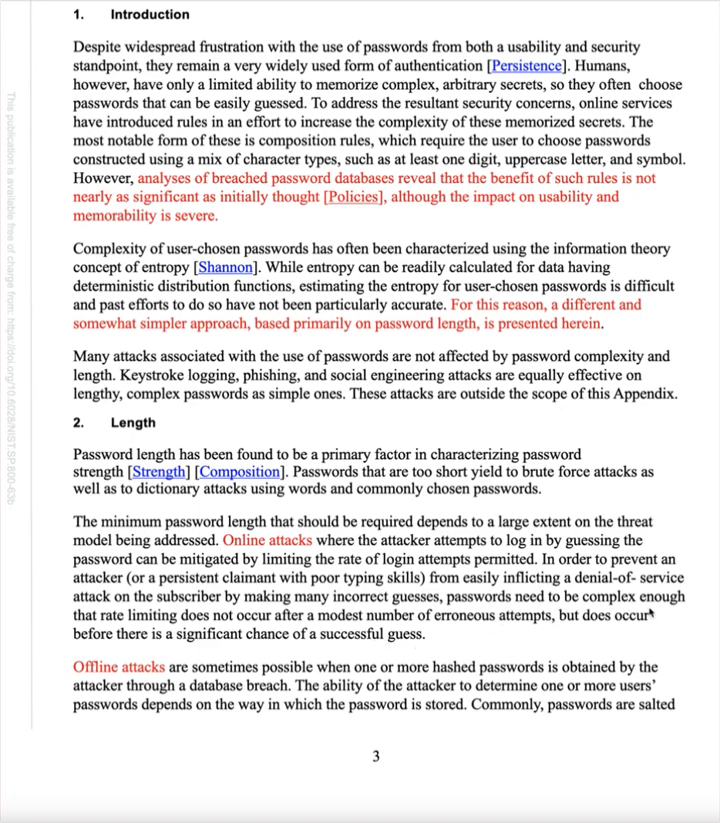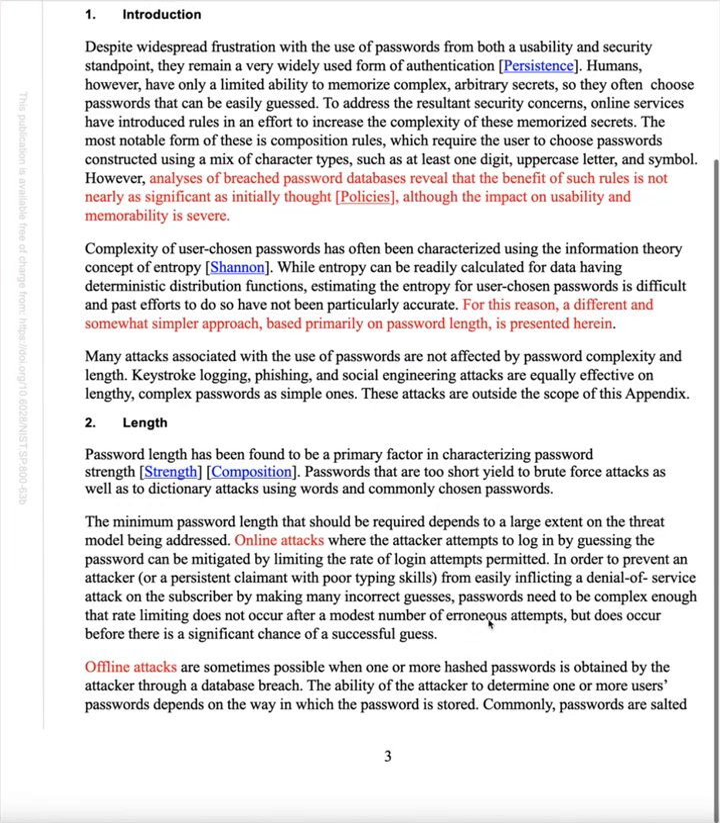So here it says the parameters need to be chosen so that rate limiting does not occur after a modest number of erroneous attempts, but does occur before there is a significant chance of a successful guess. So here there is a trade-off. We need to take into account persistent valid users with poor typing skills, who keep forgetting their password. They should still be able to access the system, but this should not allow other users to keep guessing. The system should not continuously present this opportunity, where the guessing game keeps on going.